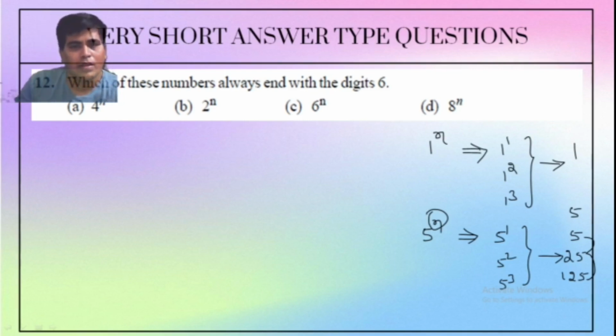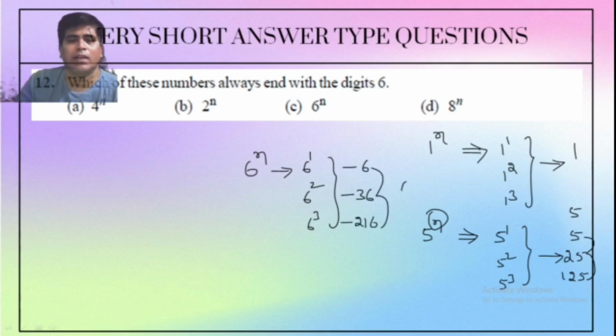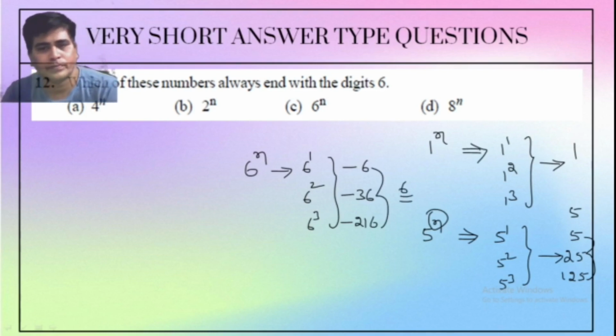Similarly 6 to the power of n. If you give different values for n, I'm taking 1, 2, 3. If you look at the result, 6 power 1 is 6, 6 power 2 is 36, 6 power 3 is 216. The unit digit always ends with 6.